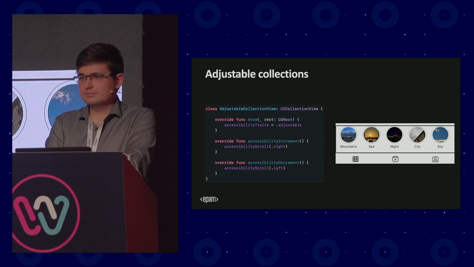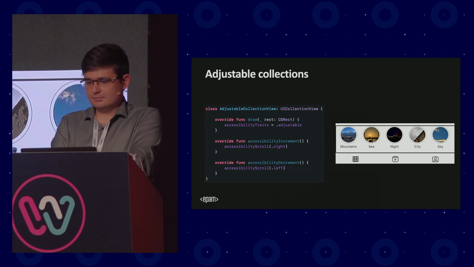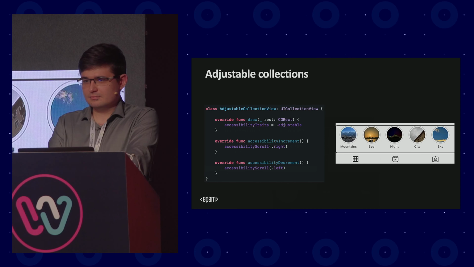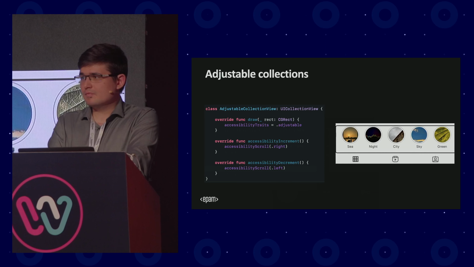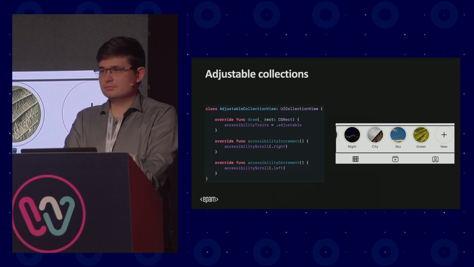Highlights tray. Mountains. 1 of 7. Adjustable. Sea. 2 of 7. Night. 3 of 7. City. 4 of 7. Sky. 5 of 7.